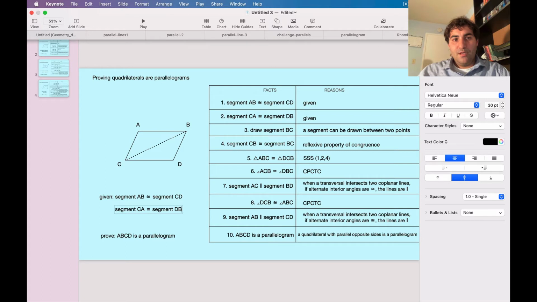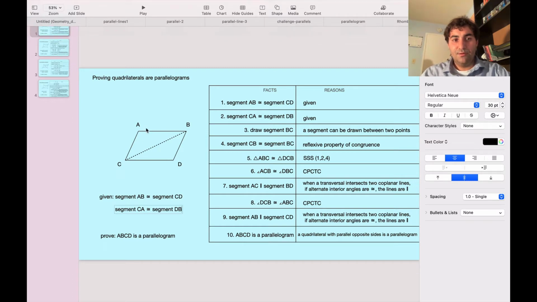I want to go over some techniques for how to prove that some kinds of quadrilaterals are parallelograms. So let's take a look at this first technique here. We're given that segment AB is congruent to segment CD, and segment CA is congruent to segment DB. And I'm going to prove that ABCD is a parallelogram.